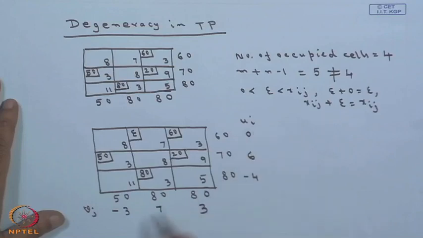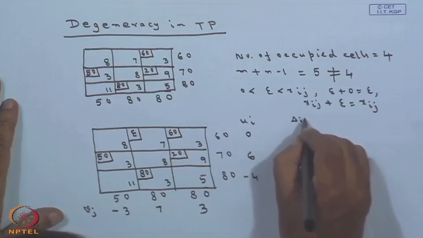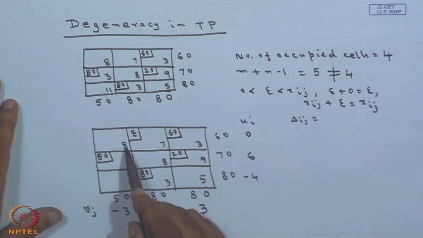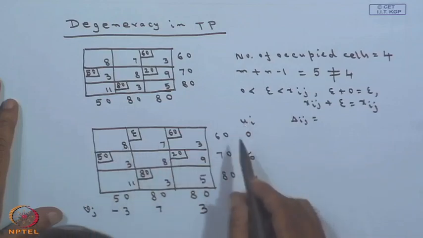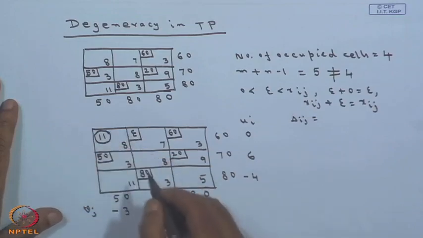Once I obtain the values of u_i and v_j, for the unoccupied cells I can calculate delta_ij. If you remember, delta_ij equals C_ij minus (u_i plus v_j). For the occupied cells, you will obtain it like this.